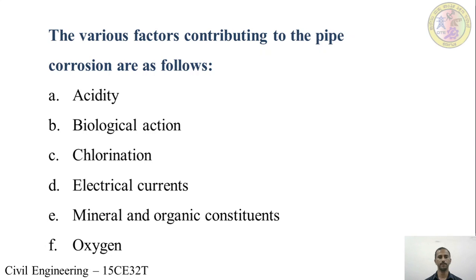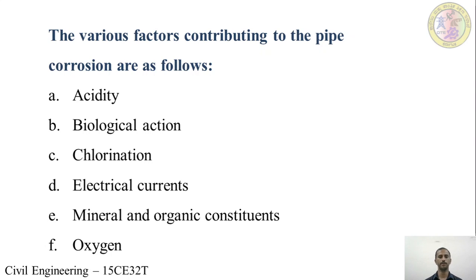First factor is acidity. If carbonic acid is present in the water, it increases the rate of corrosion. As the pH value goes below 7, the water is said to be acidic, and contributes towards the corrosion of pipe material. Whereas alkaline water is said to be non-corrosive in nature.